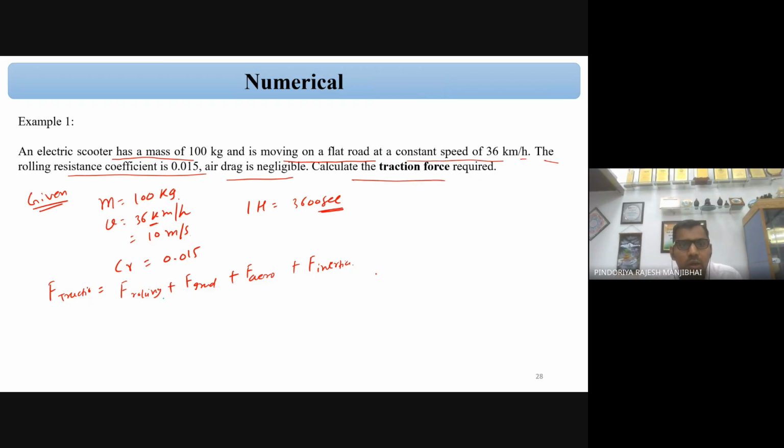For this example, inertia is not given, so no need to consider this force. Aerodynamic force: air drag is negligible in the question, so we can neglect this one also. Gradient force: no need to consider for this example because the parameter is not given. So we have to calculate only the rolling resistance, correct? So F traction is equal to F rolling.